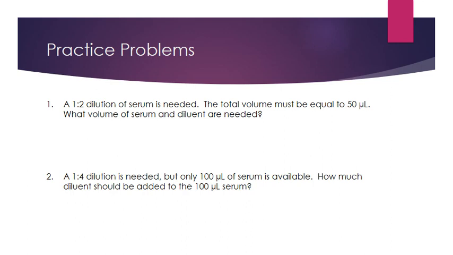So remember, it's asking about serum and diluent. So if we have 25 microliters of serum plus X amount of diluent, and we know that's equal to 50 microliters of total volume because they told us so, then we can calculate that and figure out that we need 25 microliters of diluent.